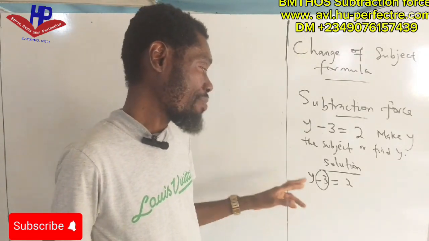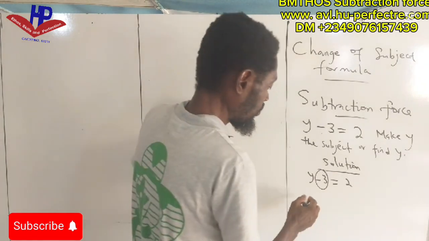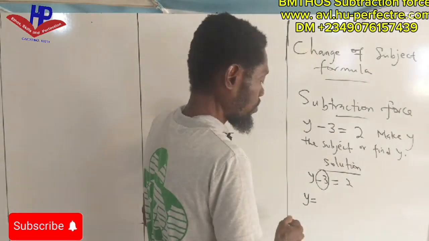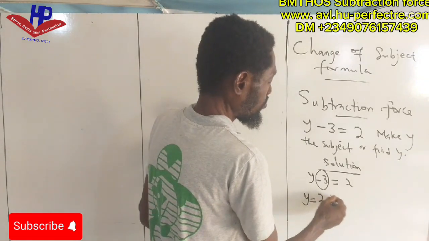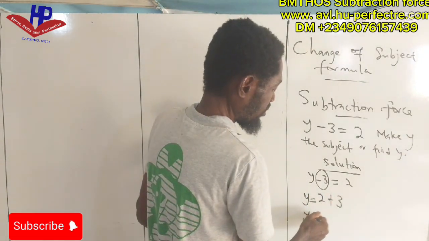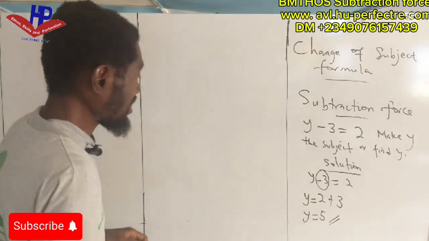So we have y minus 3 is equal to 2. For y to stand alone, we're going to have y is equal to, I'm taking this number to the other side, that becomes 2 plus 3. So y is equal to 5. That is the result. As simple as that.